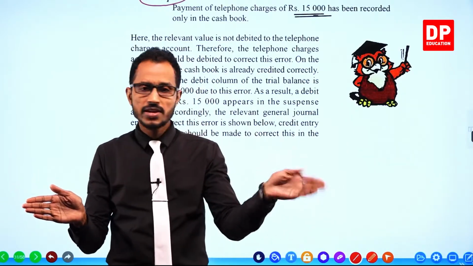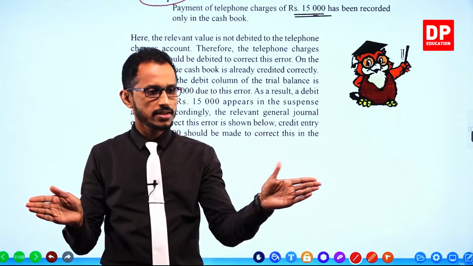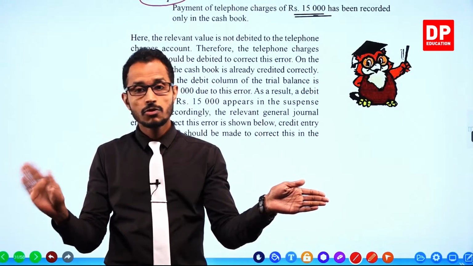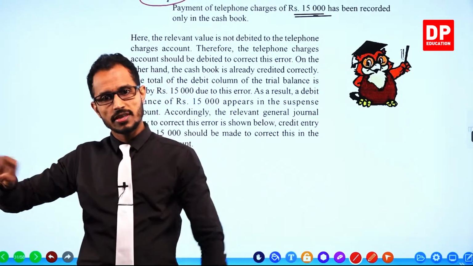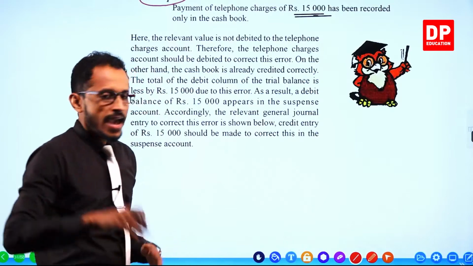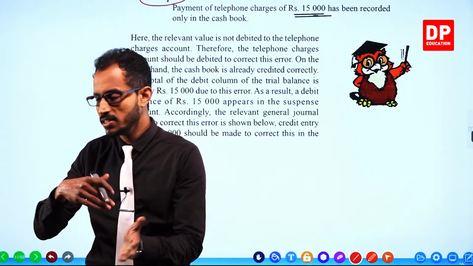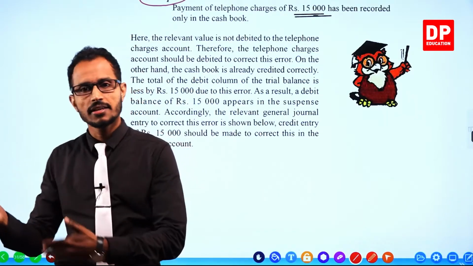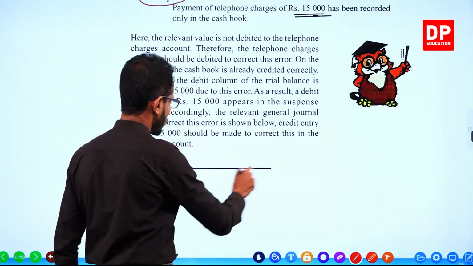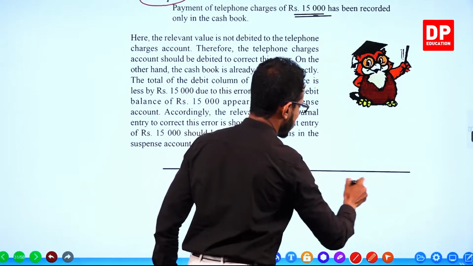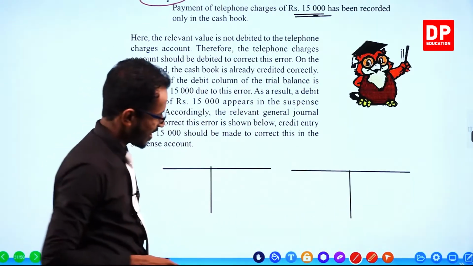You got it? This entry is recorded, cash book credited, telephone bill account not debited. So the cash book credit side 15,000 will be there. That 15,000 is not recorded in the debit side. Critical mistakes.